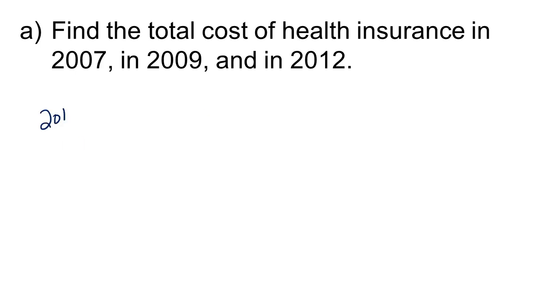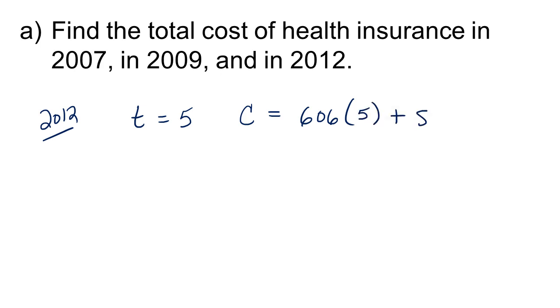For 2012, now we are 5 years after 2007, so T is equal to 5. Make the substitution. C equals 606 times 5 plus 8,593. And when we perform the arithmetic, 606 times 5 plus 8,593 is $11,623.